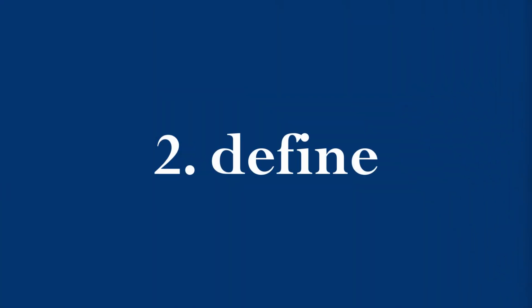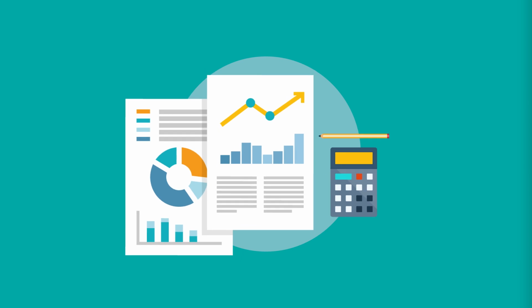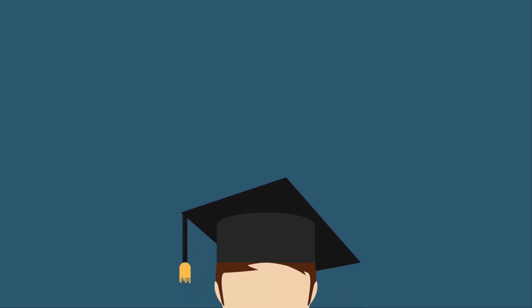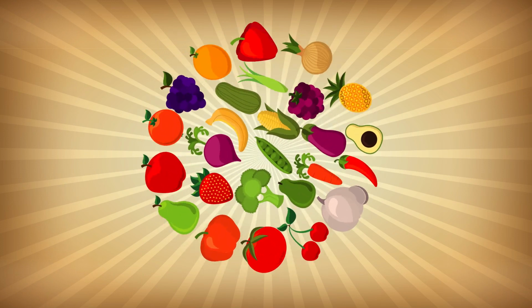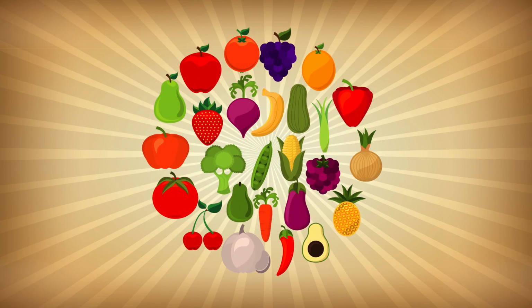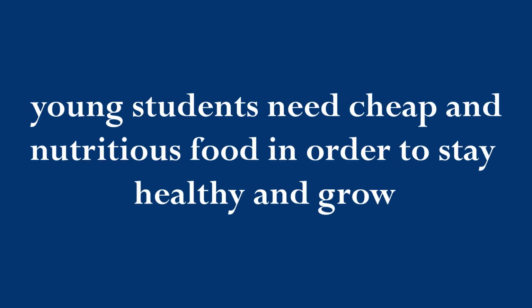The second step is to define. In this step, you put together the information you have created and gathered during the empathize stage and analyze everything to define the problem as a problem statement. Going off the example mentioned before, you might find out that the real problem is finding cheap and healthy food. The problem statement would be, young students need cheap and nutritious food in order to stay healthy and grow.